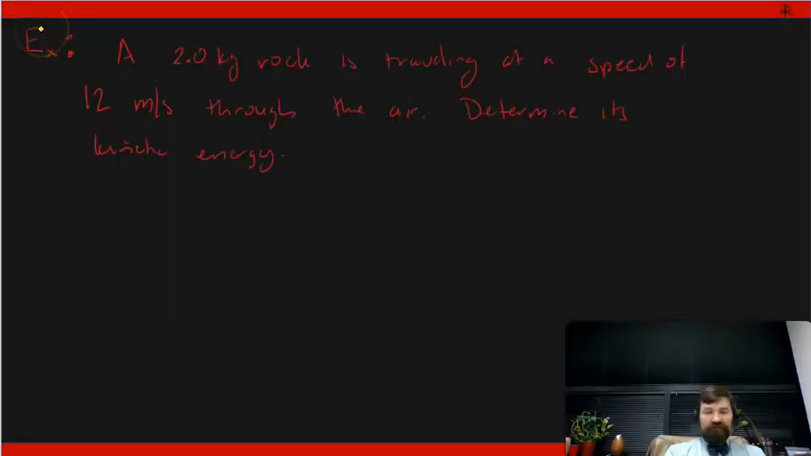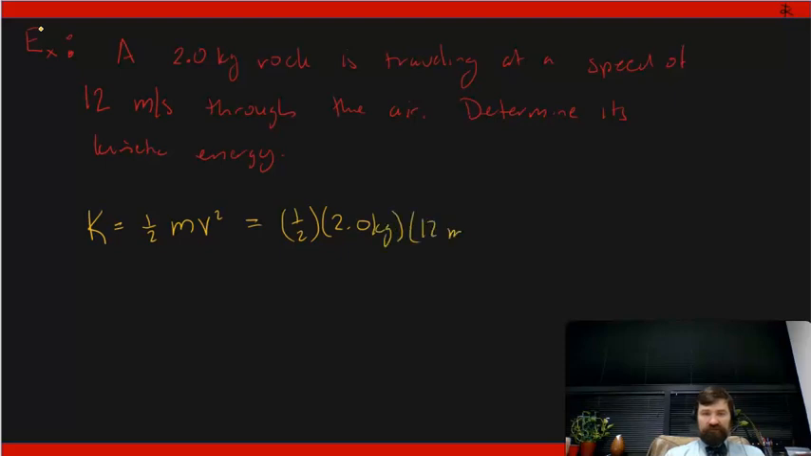For our first example, we have a 2 kilogram rock traveling at a speed of 12 meters per second through the air, and we just want to determine its kinetic energy. So the kinetic energy should be 1/2 mass times speed squared. That's 1/2 times 2.0 kilograms times 12 meters per second squared. And that comes to 144 joules.